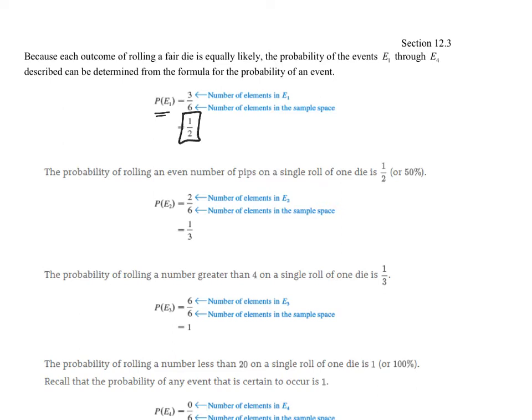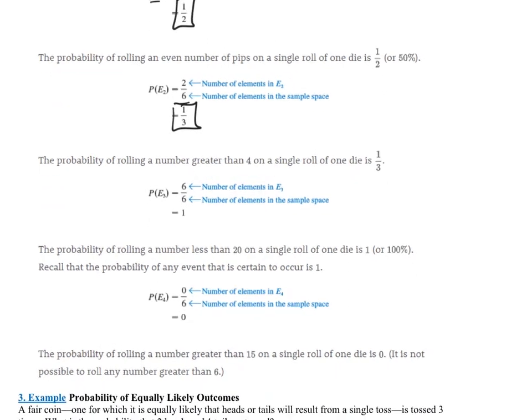If you remember, event 2 was the number of pips being greater than 4. The number of pips being greater than 4 was the sides 5 and 6. So that was 2 of the 6 sides, which simplified to 1/3. You go on to the next event.